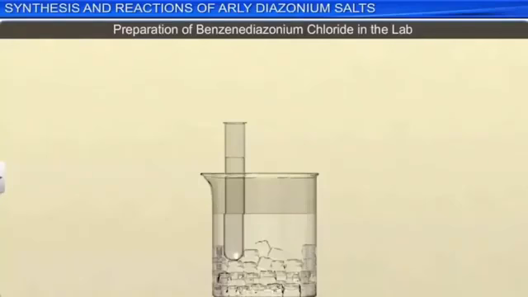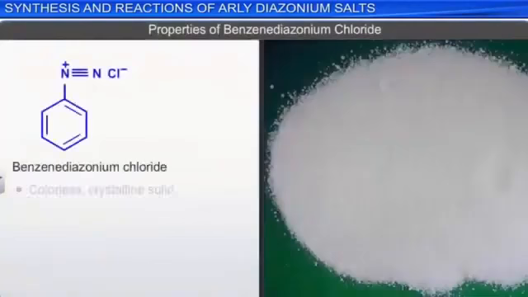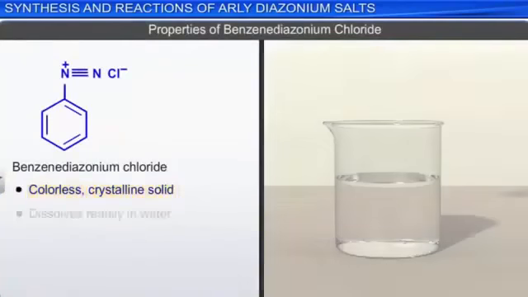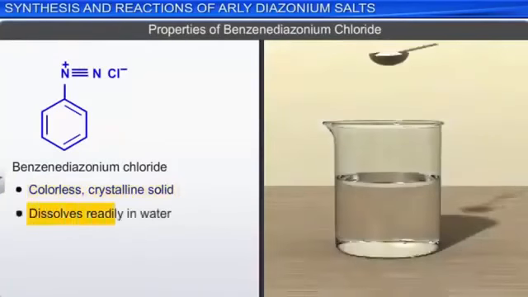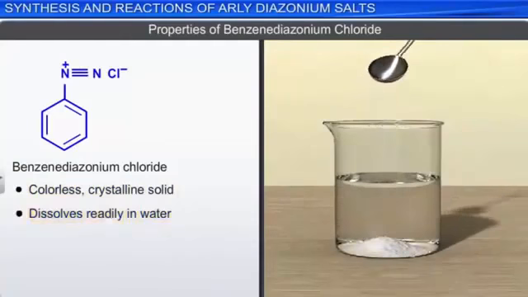Benzene diazonium chloride is a colorless, crystalline solid. It dissolves readily in water. It is stable in cold water but reacts with warm water.